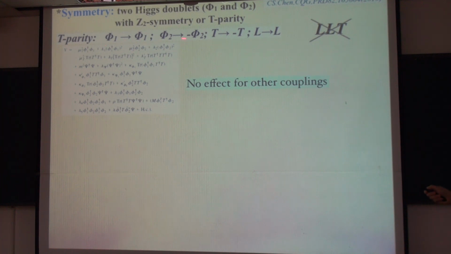Z2 symmetry is really called T parity because the T is negative. But we have to include an inert doublet. Okay, this can be a dark matter candidate. So once we have this symmetry, this term is forbidden. And this is a complicated Higgs scalar potential, but basically no other effect for other couplings.